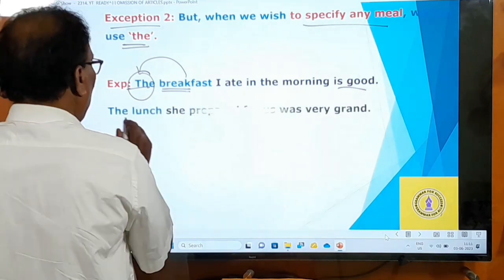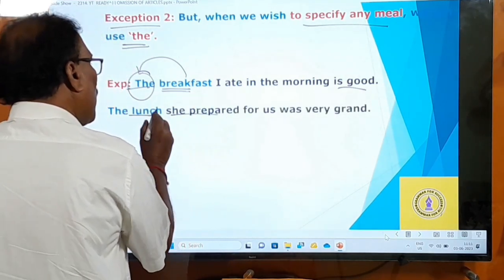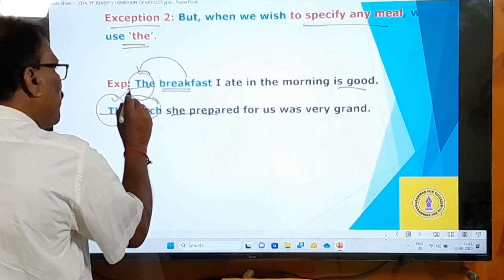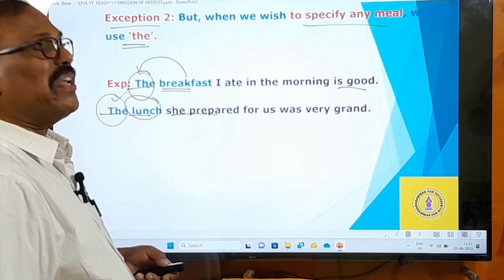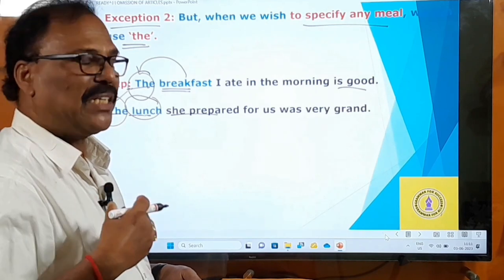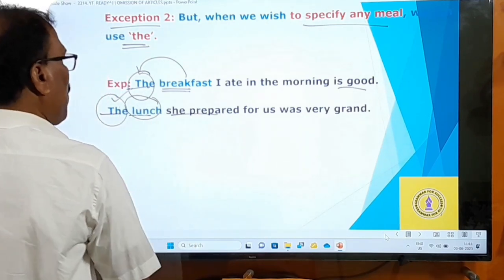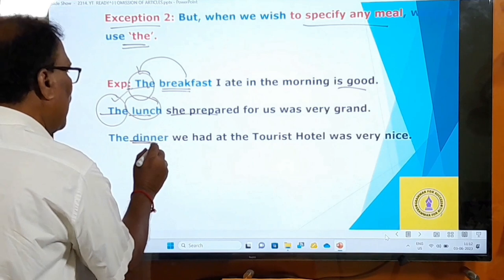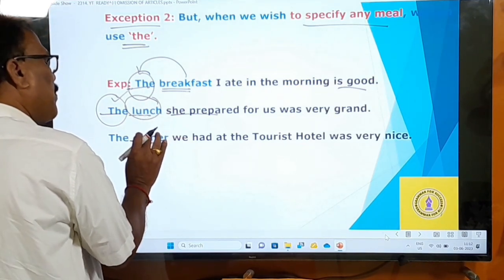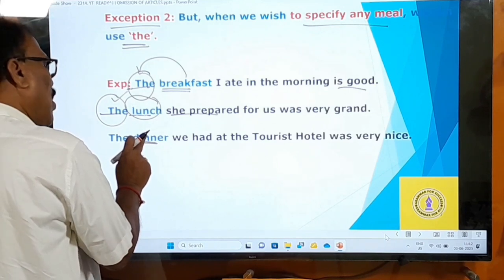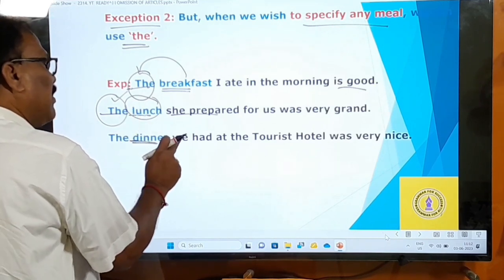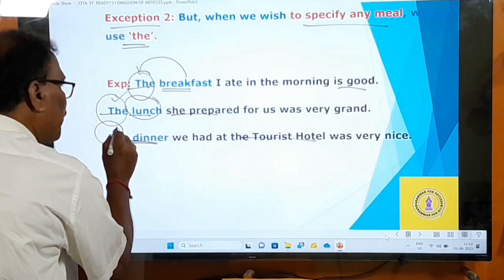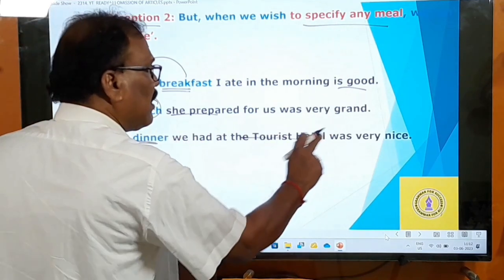Yes, next you say, the lunch she prepared. Okay, you are talking about this specific lunch, you are particularizing this lunch, and therefore you have to use the. The lunch she prepared for us was very grand. She prepared some lunch for us that was so grand. So the lunch she prepared, okay, specific. The dinner we had at the tourist hotel was very nice. So we are talking about dinner. It's a specific dinner. You are particularizing this dinner because this dinner is not any other dinner, but the dinner that you had at the tourist hotel. You are specifying that, and therefore you are using this definite article. The dinner we had at the tourist hotel was very nice.